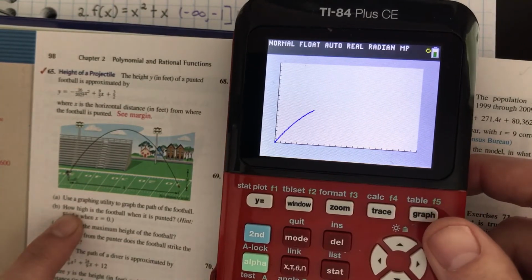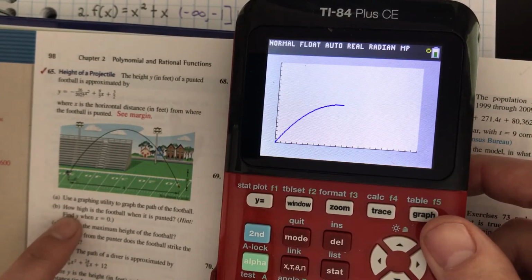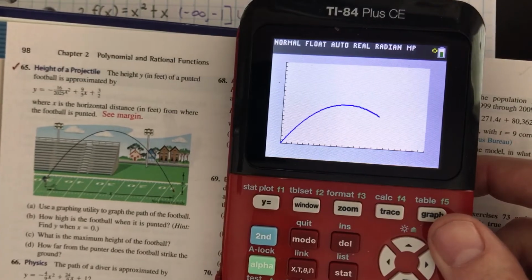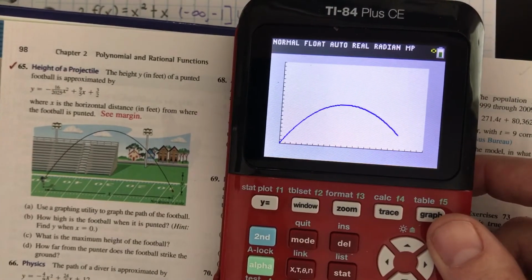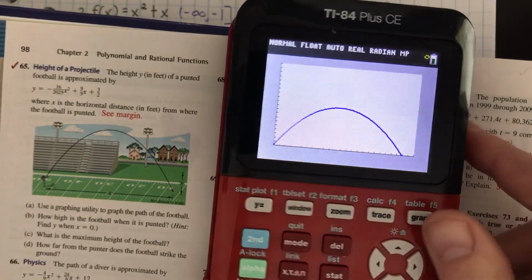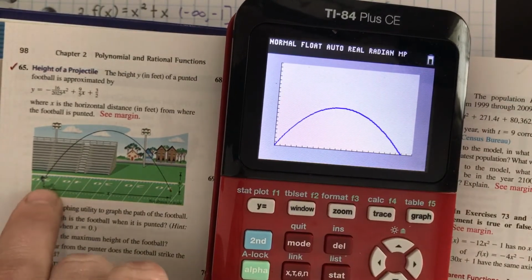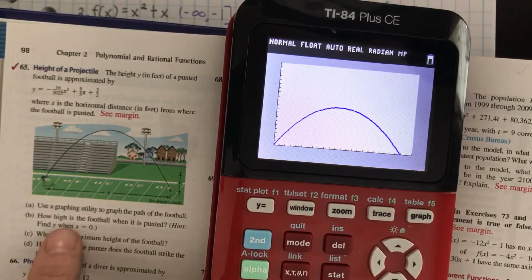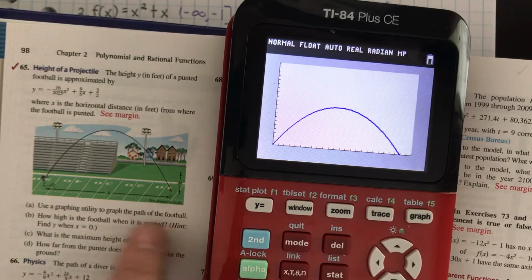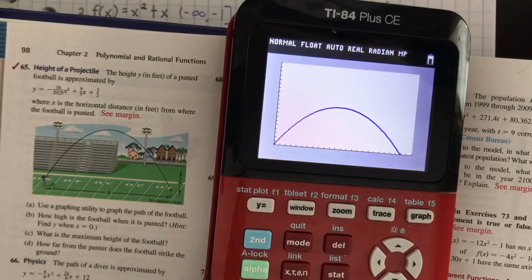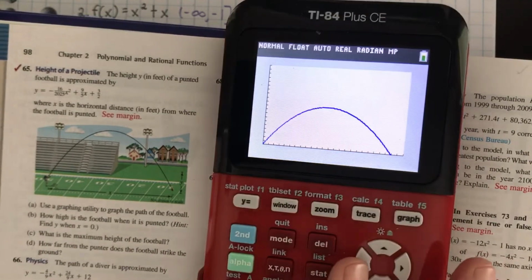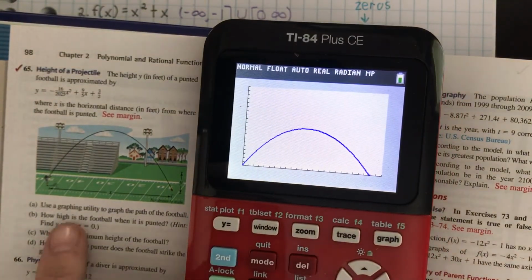While that's going, I'm going to read. So I did part A. Let's look at part B. Part B says, how high is the football when it is punted? That's right here if you can see the picture. Hint, find y when x equals 0. Okay, so my graph is finished here.